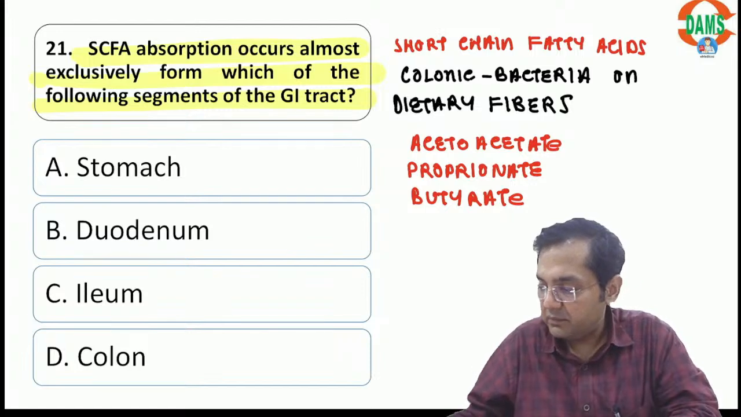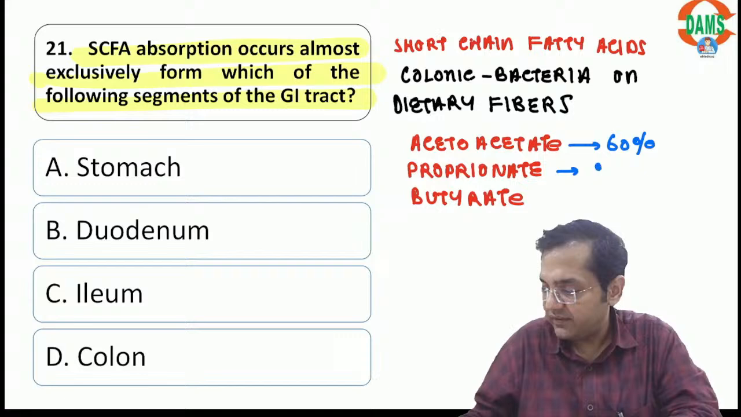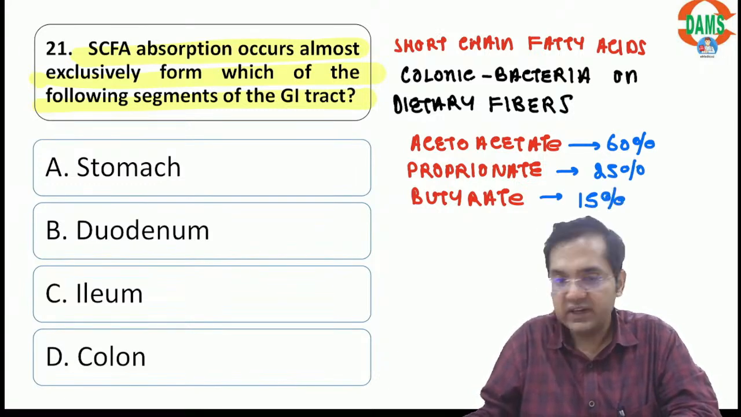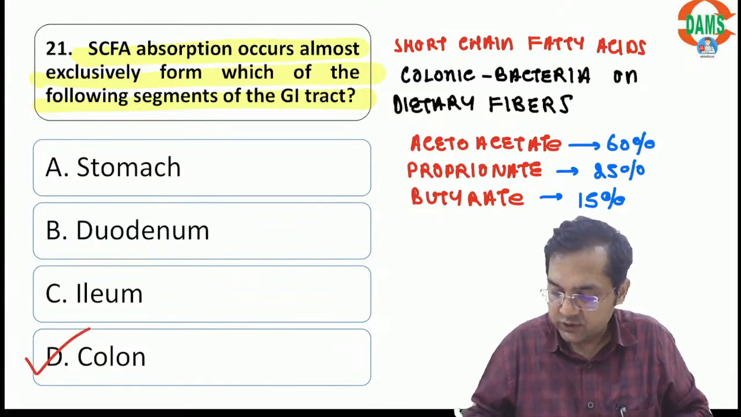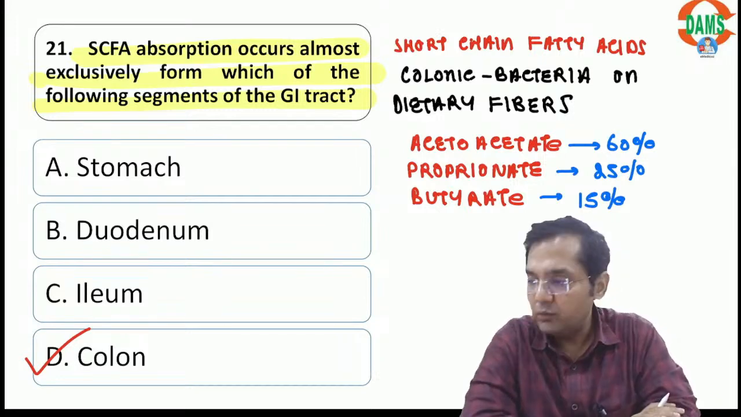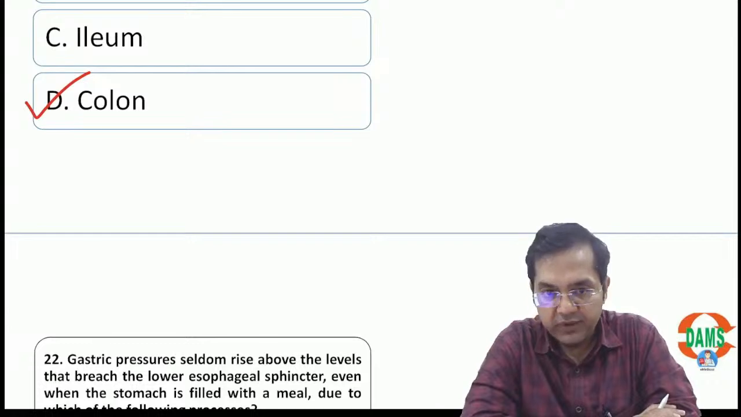The maximum in the number are acetoacetates, concentration 60%, and propionate is 25%. This can also be asked. So answer is actually colon. You are absolutely correct. Most of you. That's good. Likhita, yes, correct. Right answer. Moving to 22.